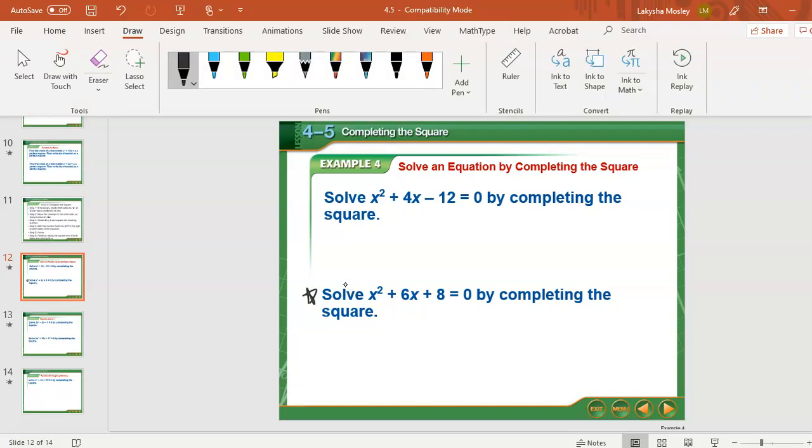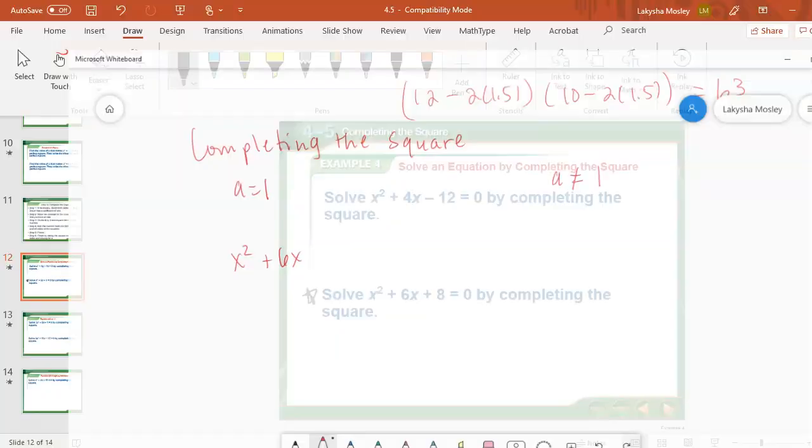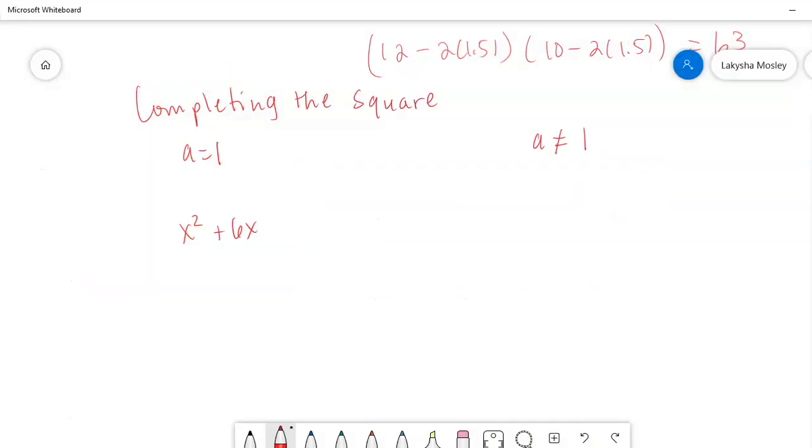Again, right here, A is equal to 1. So I'm going to write x squared plus 6x plus 8 equals 0. The first thing that you want to do, step 1, is subtract away your constant. Because when you stare at this, this is not factorable. As soon as you see that it's not factorable, you could do completing the square, or you can go ahead and do the quadratic formula. But in this case, because they may specify complete the square, this is how you do it.